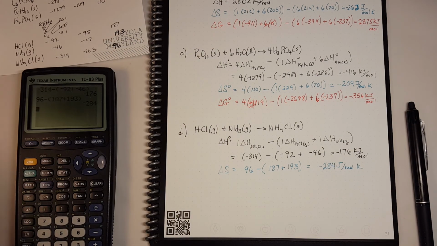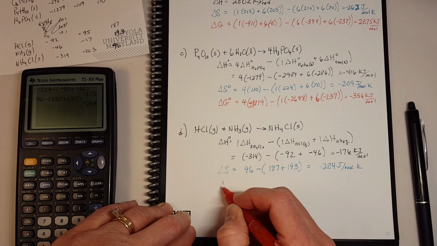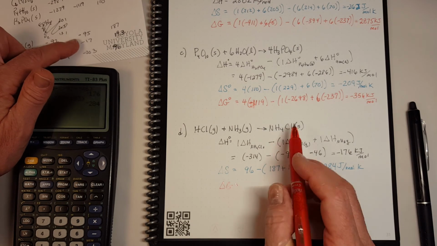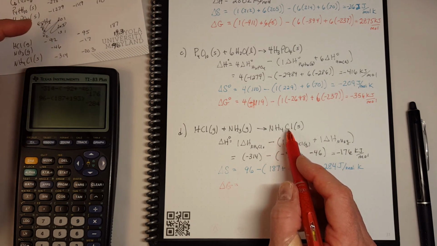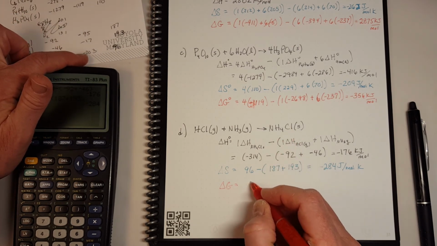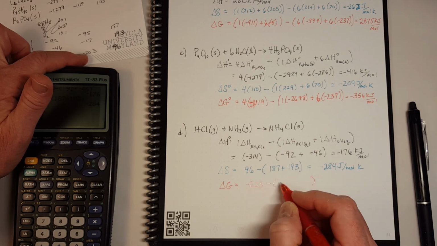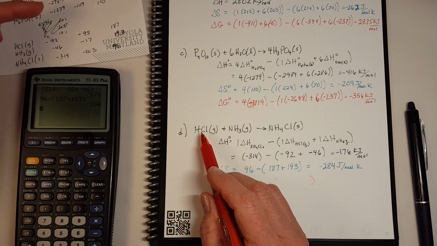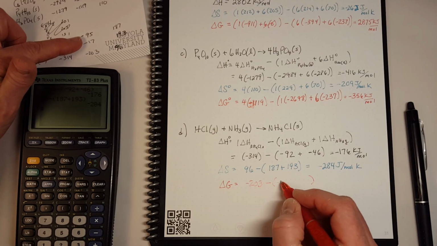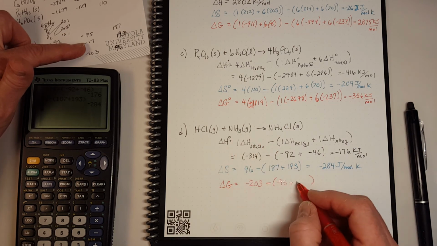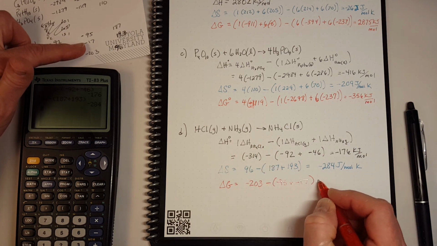And then lastly for 45, the delta G, that's going to equal the delta G of the NH4Cl, the ammonium chloride, so that's negative 203, minus, in parentheses, 1 times the delta G of the hydrogen chloride, so negative 95, plus 1 times the delta G of the ammonia, so negative 17.